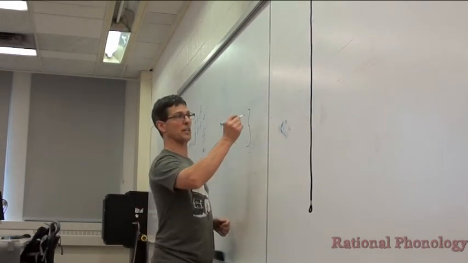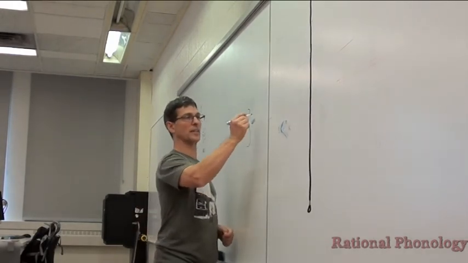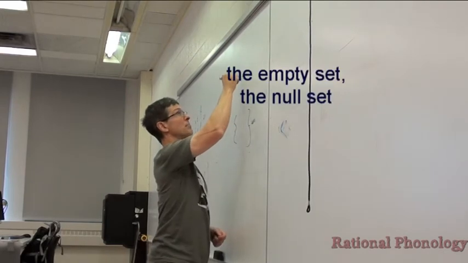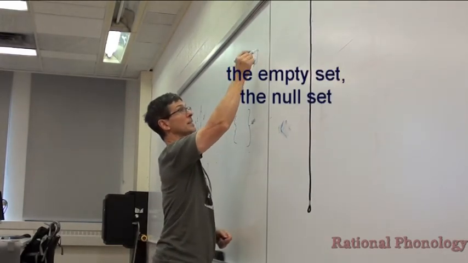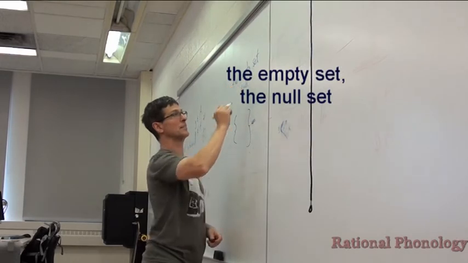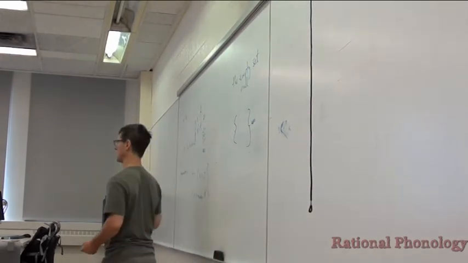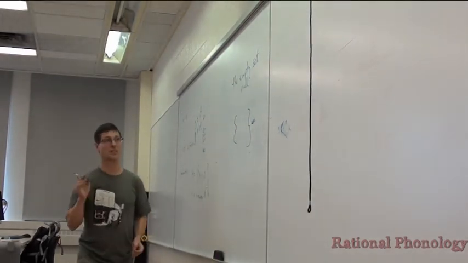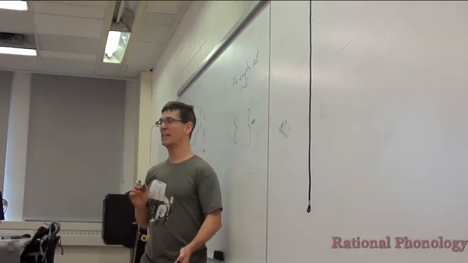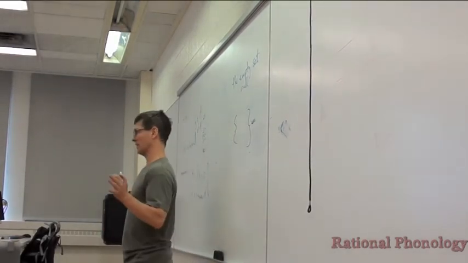This is called the empty set, or sometimes it's called the null set. So this is the most important set. This set has to become your best friend. So there's a few important things. One is that this is not the same as nothing.